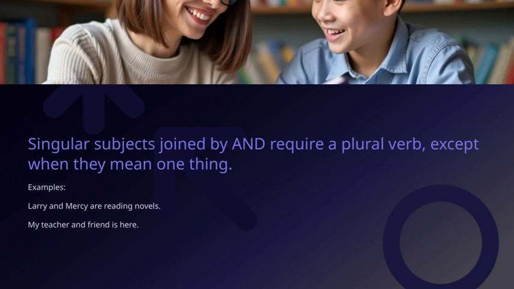Next, I have an example with Larry and Mercy. They are reading novels. This again shows that when two subjects are connected by and, we use a plural verb, which in this case is are reading.